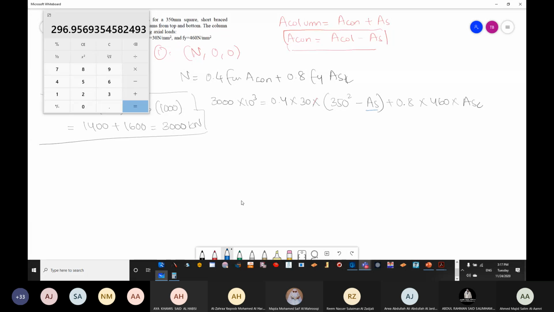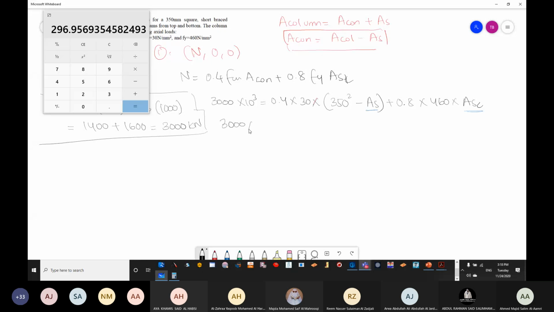So we have n is equal to 0.4 Fc area of concrete plus 0.8 Fy area of steel. We have used the basic fundamental of area of column is equal to area of concrete plus area of steel. And we have substituted the values. Now you can see that we have only one unknown, which is area of steel. So we can go on to compute.